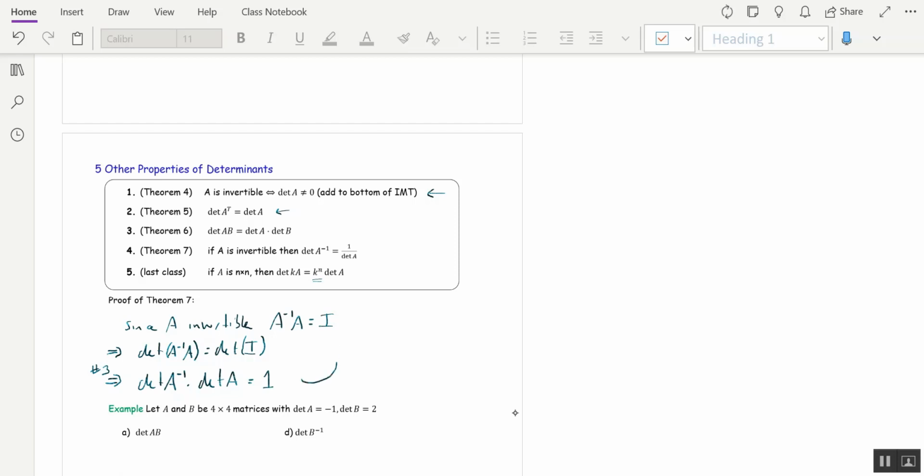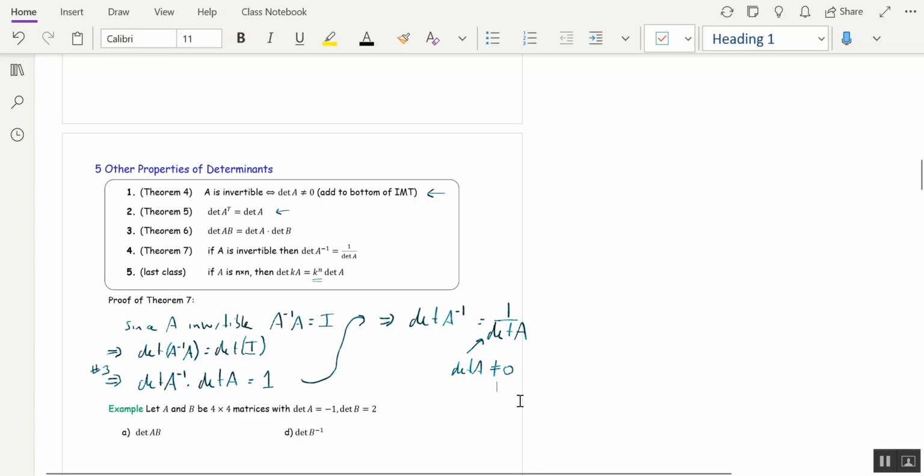All right, now moving over here, this implies divide both sides by the determinant of A. The determinant of A inverse is equal to 1 over the determinant of A, which is what we were trying to show. Now, this makes sense because the determinant of A is not 0 by number 1, because remember, we're assuming A is invertible to begin with. All right, let's use these properties.